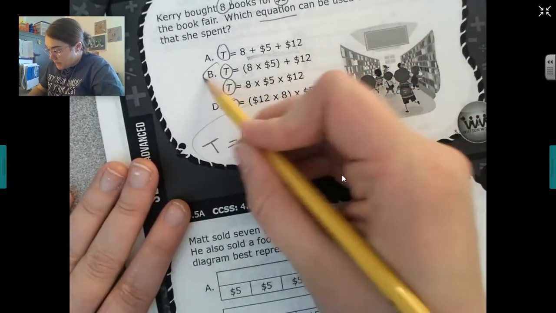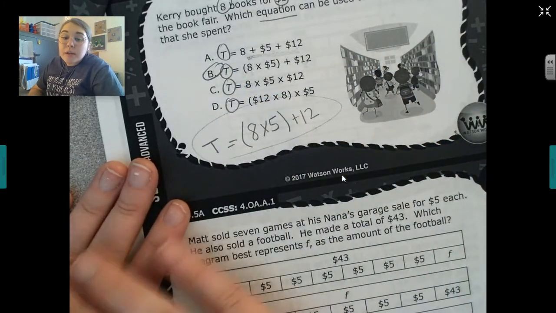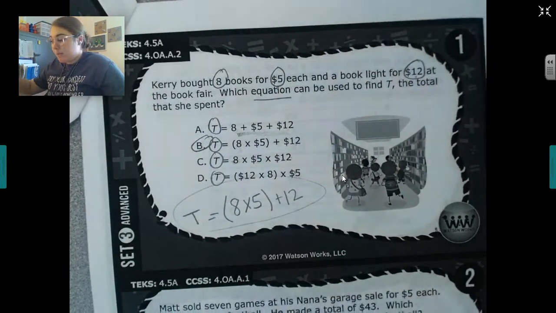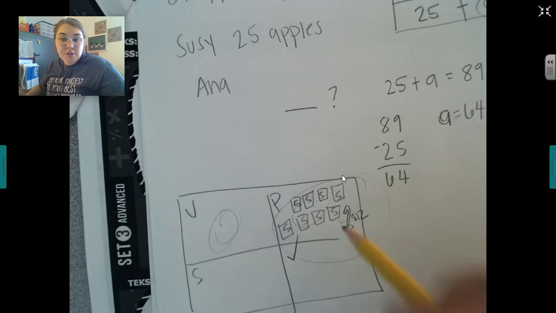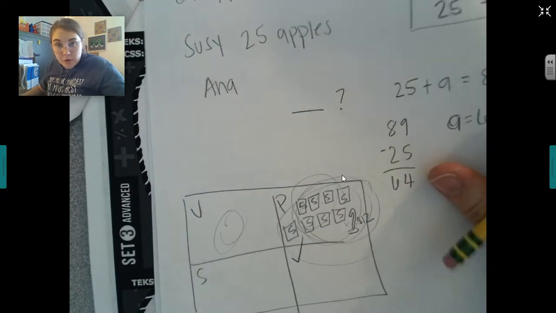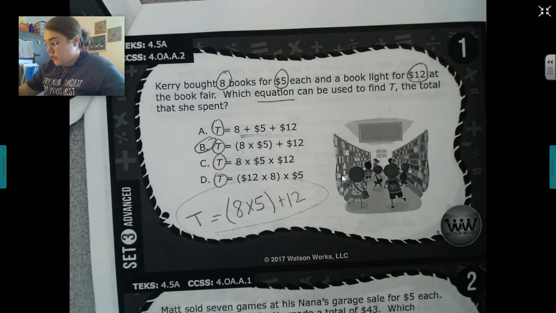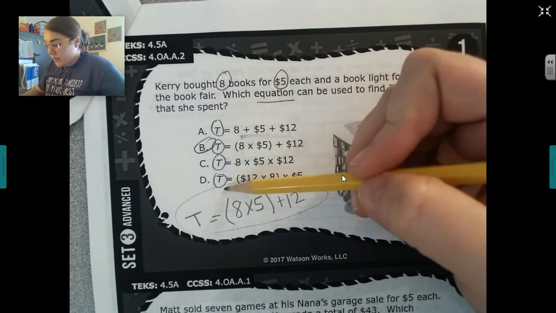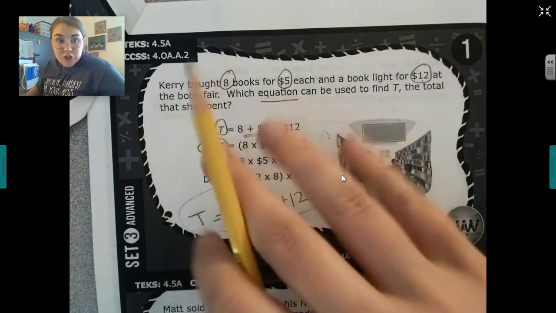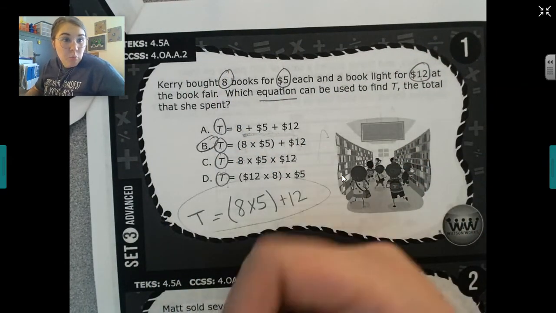Yeah, B. So really, when they ask you to do that, they're just asking you to do the plan portion of your UPS check strategy. And you have to have the variable. Now, the variable isn't mixed in with your equation. It's just the T, the total. It's your answer, what you don't know, what you're trying to find.